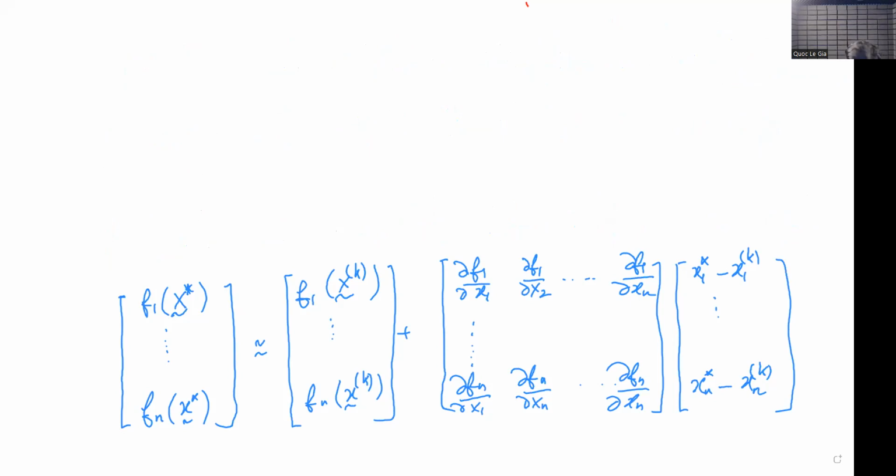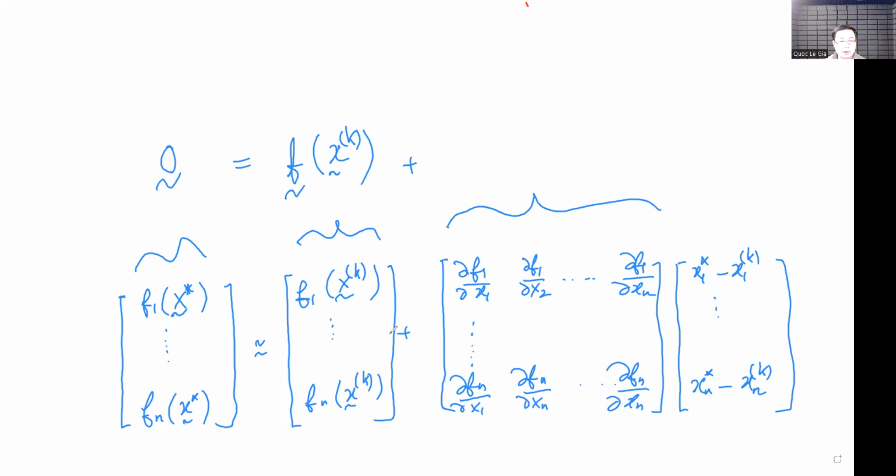And now remember, this is just a zero vector. Remember we introduced the notation of the vector F. So F is a vector of n components. Everything now is very, very compressed. This one is just a vector of functions from F1 to F2 up to Fn, and the function applied to the vector x at iteration k. Remember this vector has n components. And now this is a matrix, so I call this one a matrix J.